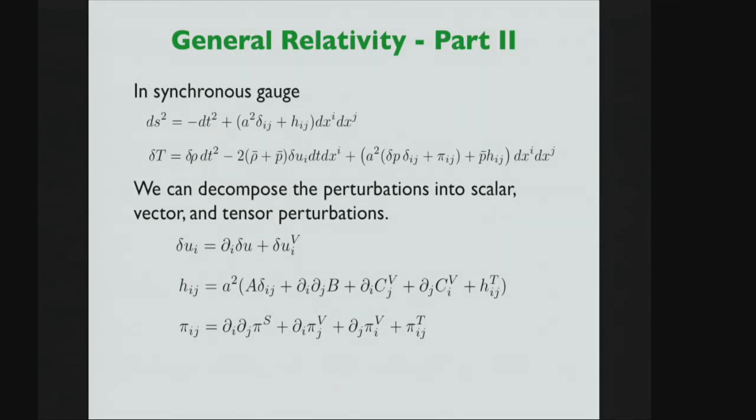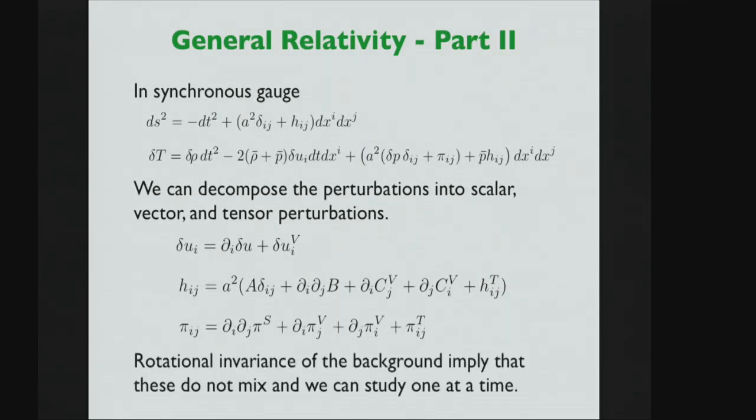The same decomposition works for the anisotropic stress, and I'll mostly be interested for now in the scalar perturbations. So these are the perturbations in the energy density in the plasma. These are the ones that we were looking at for the temperature perturbations and for the TE cross spectra. Obviously, later on, we'll be interested in the tensor perturbations or the primordial gravitational waves that you can look for in the CMB through the B-mode polarization.